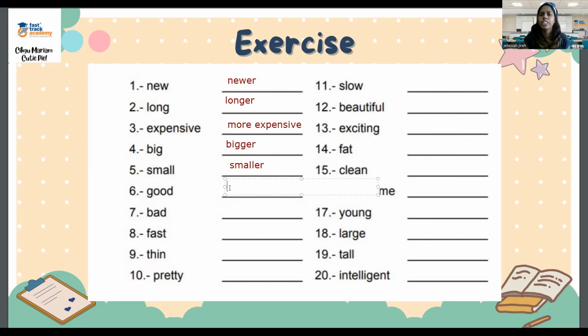Some adjectives you will need to change the entire word. You do not have to add the word er or the word more. How do you say this? Number 6. You are gooder. She is gooder in cooking. Is that right? No. She is better. You use the word better when you want to compare two things.